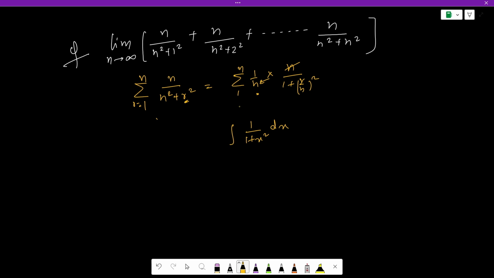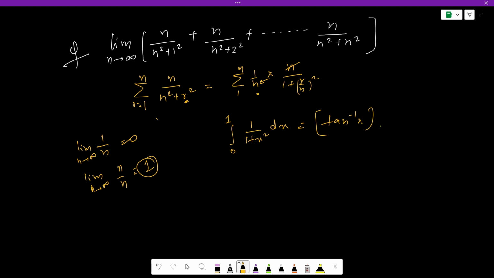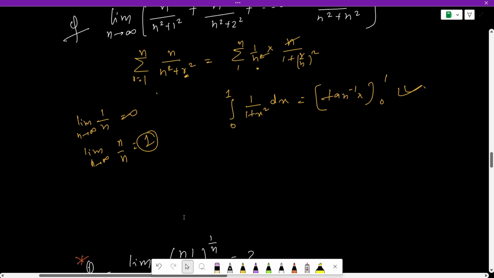Now let's find the lower and upper limit. So the lower limit is 1 by n, as n tends to infinity, and this is 0. The upper limit is limit n tends to infinity of n by n, that is equal to 1. So this is integral from 0 to 1. Now you can just integrate it and put the limits. This is tan inverse x, and limits are from 0 to 1, and you can find the answer. Now let's see the next question.